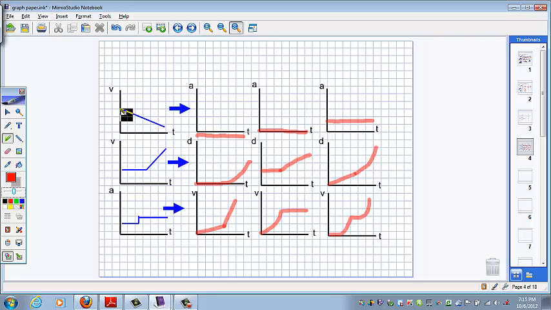So for the first one, we start again. This is the same relationship between velocity and acceleration. The slope of a velocity graph tells us the acceleration. So if we know that slope, then we know that acceleration. Change in velocity, change in time. Rise, run.